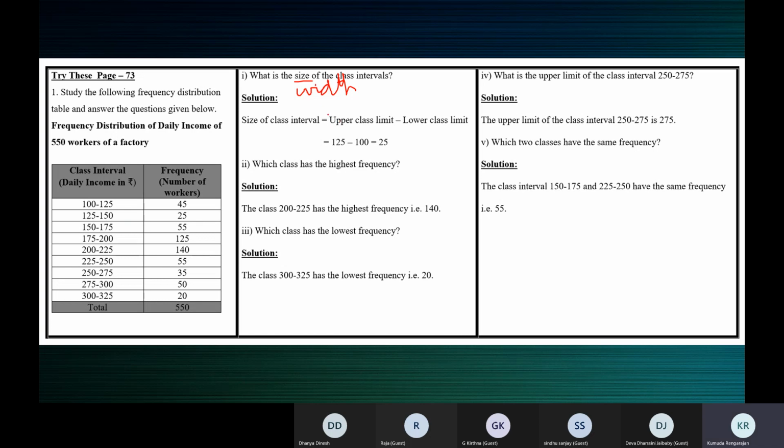How do you find the size of the class interval or the width of a class interval? Upper class limit minus the lower class limit. Take any class interval. If you choose the first one, 125 minus 100, 25 is the class size. Everywhere you can see the class size is 25. 100 to 125, 125 to 150, 150 to 175. So the class size is 25. Is that fine?